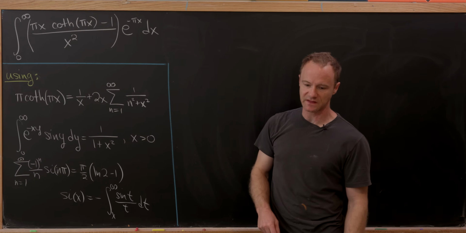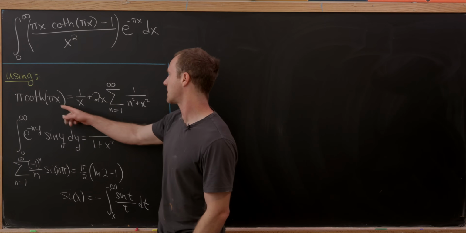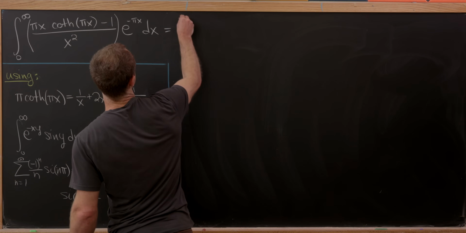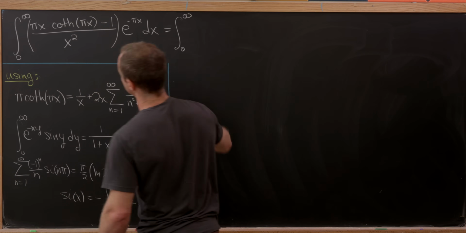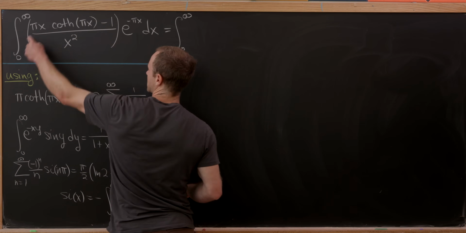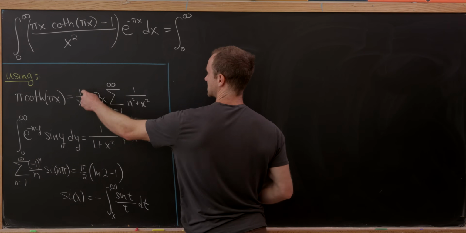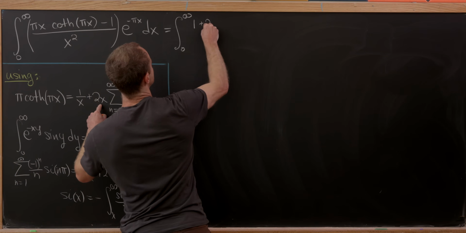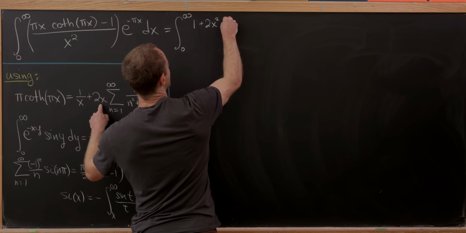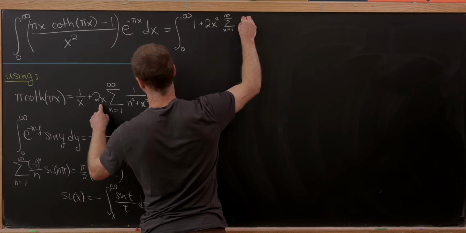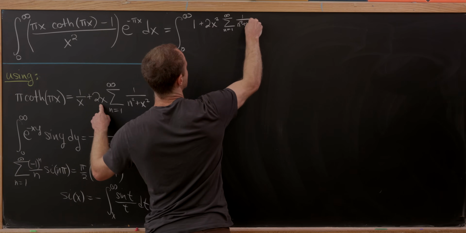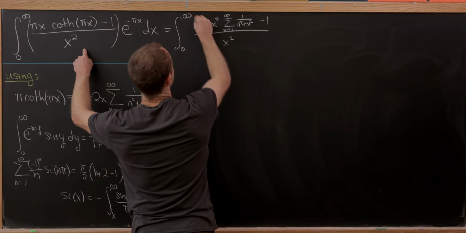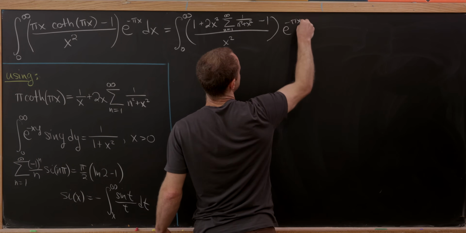So the first thing that we'll do is replace our hyperbolic cotangent with this sum expression. So let's see what that leaves us with. We'll have our integral from 0 to infinity. And then, well, we've got a pi built into this and this, so when multiplying through by x, this 1 over x will cancel to a 1, and then this 2x will build up to a 2x squared. And then we have our sum, as n goes from 1 to infinity, of 1 over n squared plus x squared, and then our -1, which is built in. And that's all over x squared, and then multiplied by e to the minus pi x dx.